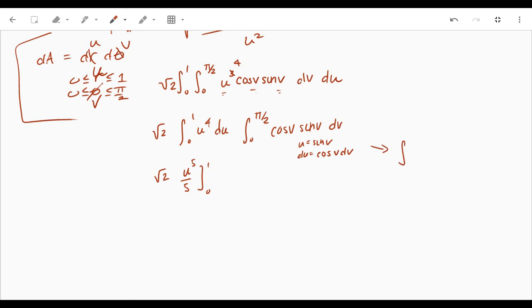So the integral: sine of 0 is 0, sine of pi over 2 is 1, and then we would just have u du. So it'd be u squared over 2 from 0 to 1. Put it all together, and we've got the square root of 2 times 1 over 5 times 1 over 2. So we've got the square root of 2 over 10, and that's your final answer.